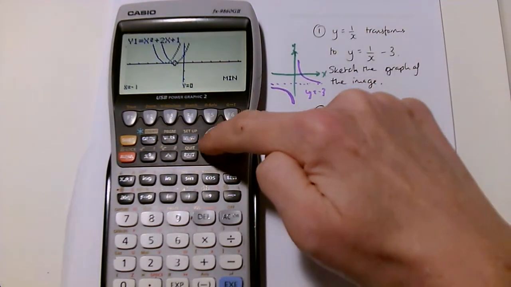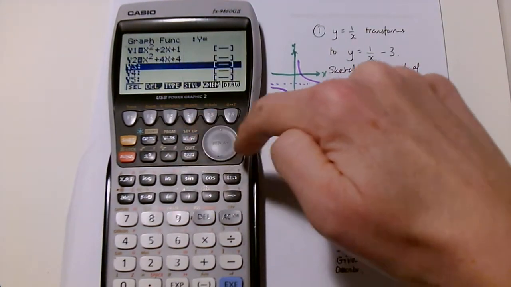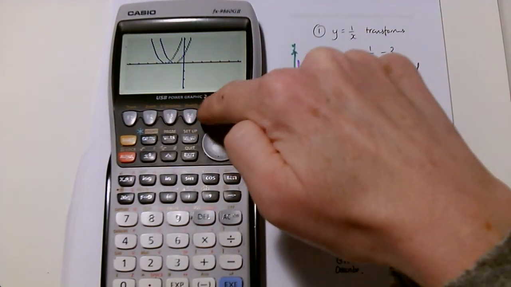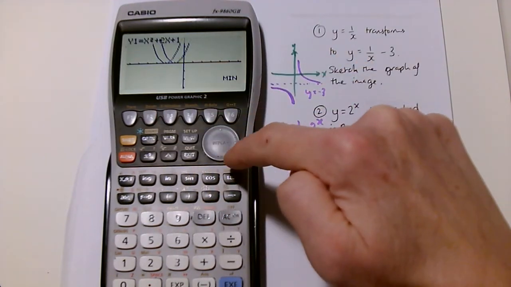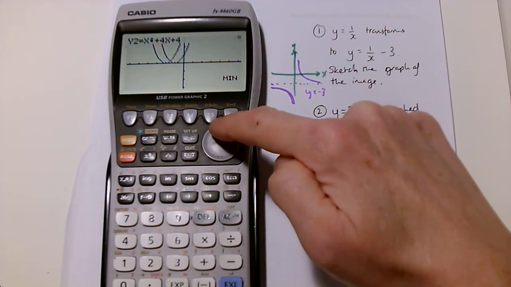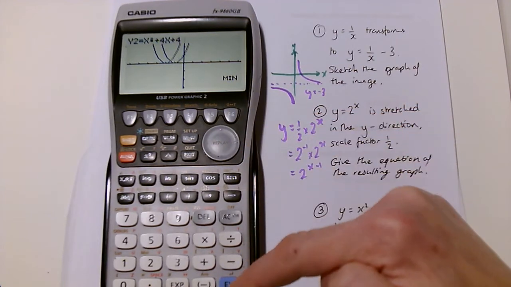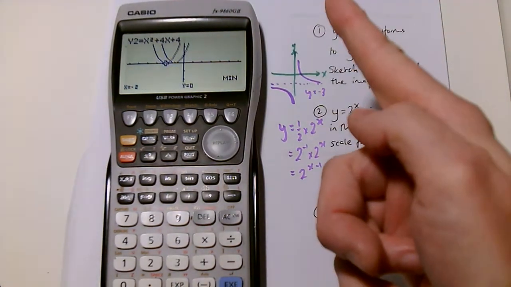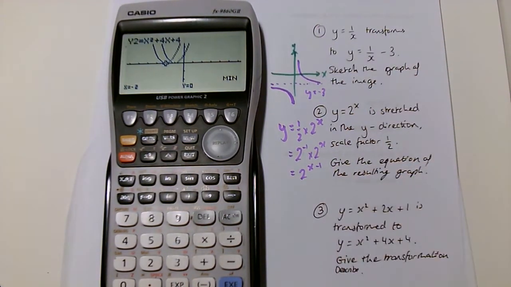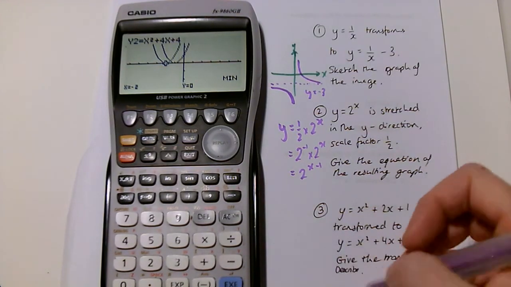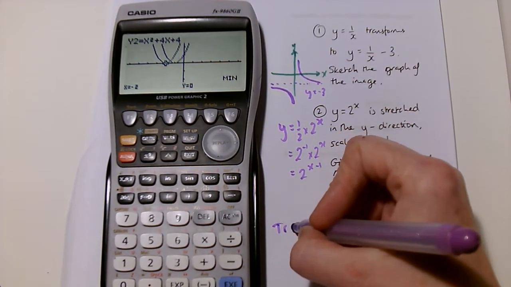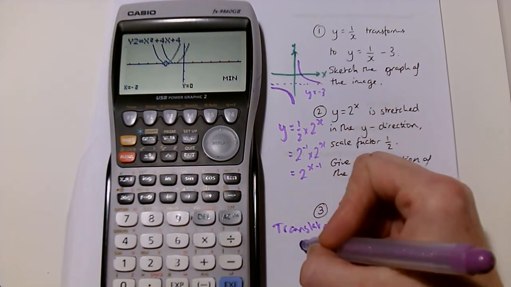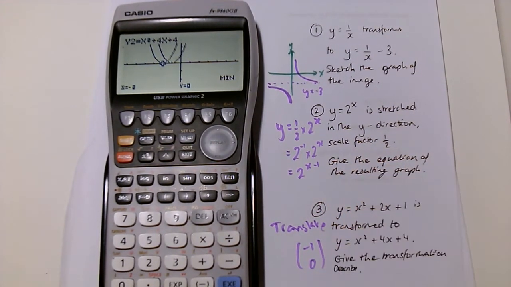Okay, and now if I do exit and oops, and then I want to do gsolve and minimum, and this time we don't want the first graph, so I just use the arrows to choose the other graph and execute. So it's gone to minus 2, 0. So the x coordinate of the minimum has translated one step to the left. So I would write translate minus 1, 0.